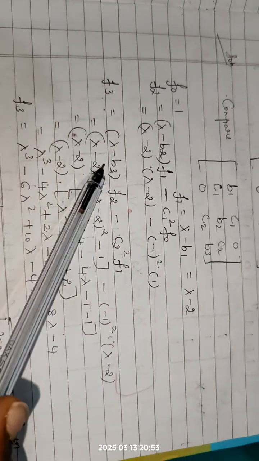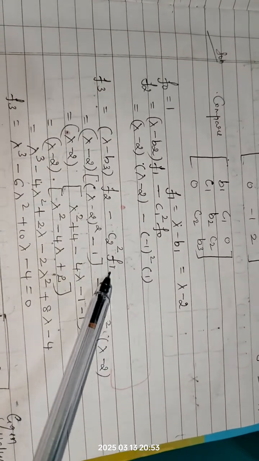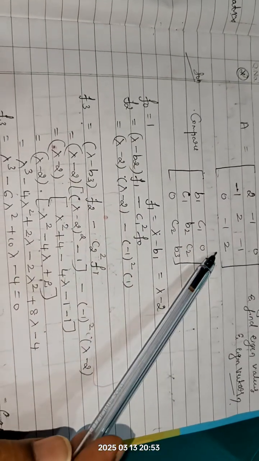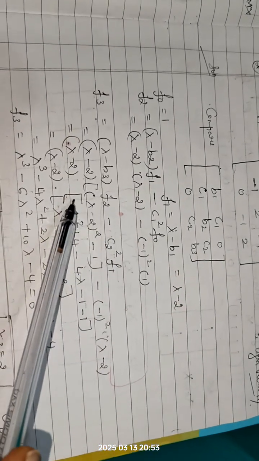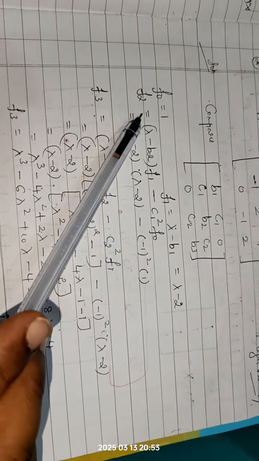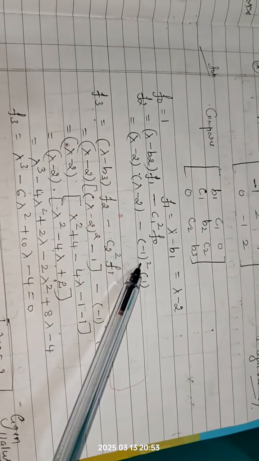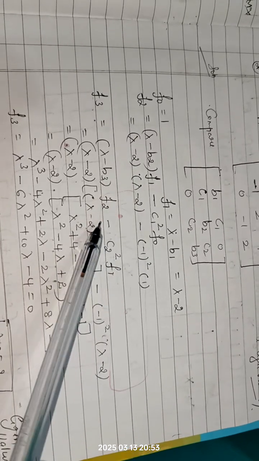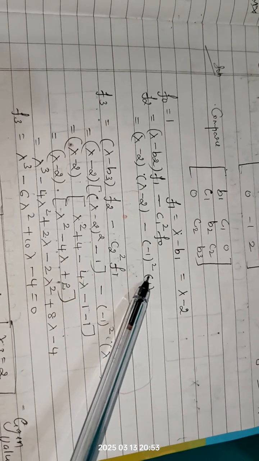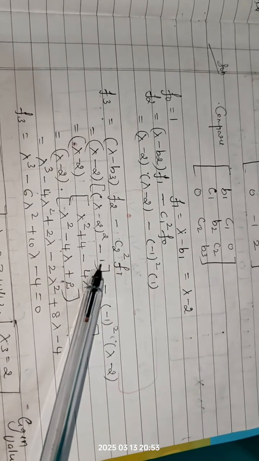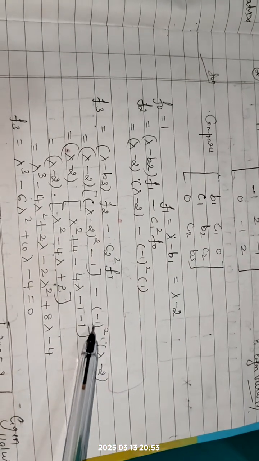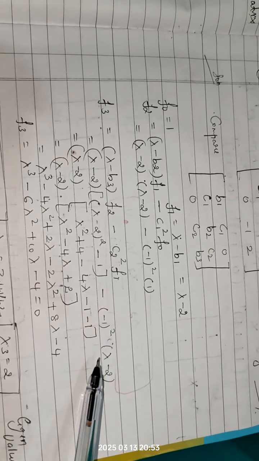Similarly f3 is lambda minus b3 times f2 minus c2 square times f1. You can observe here b3 is 2, so lambda minus 2, then times f2. What is the value of f2? f2 is lambda minus 2 whole square minus 1 square, which is plus 1... here it is minus as it is, so it is plus 1. Then minus c2 square. What is c2? Minus 1 square. And f1? f1 is lambda minus 2.